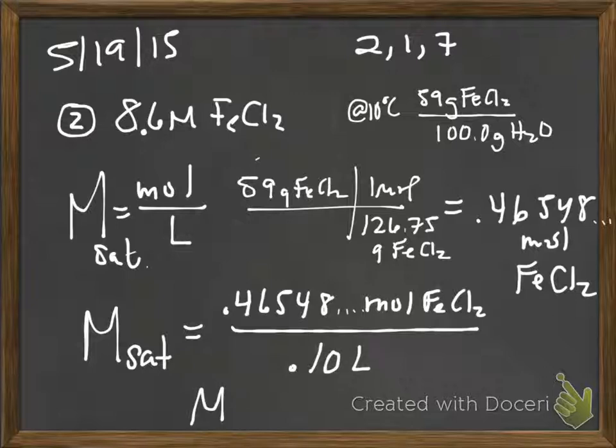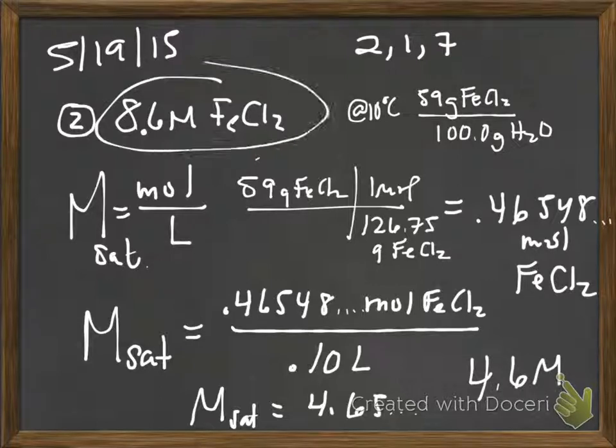So now we get the molarity of a saturated solution is 4.65, etc. If we have 2 sig figs to play with, we would say this is a 4.6 molar solution. So what we were given was an 8.6 molar solution. Sorry, yeah, when we sig fig it out, it'd be 4.7.